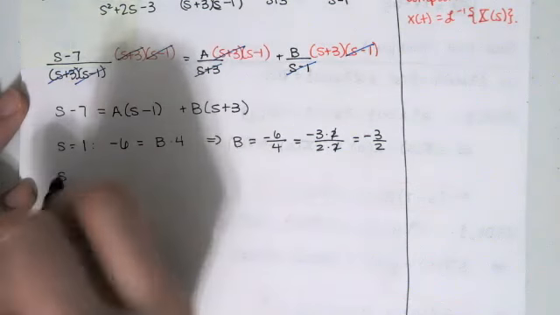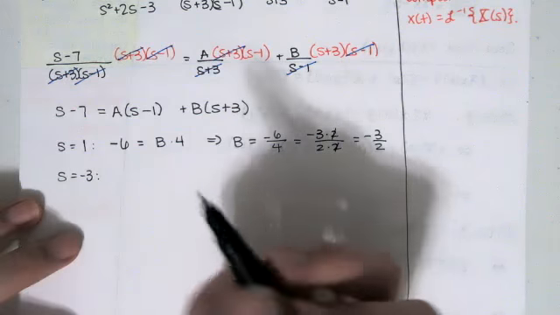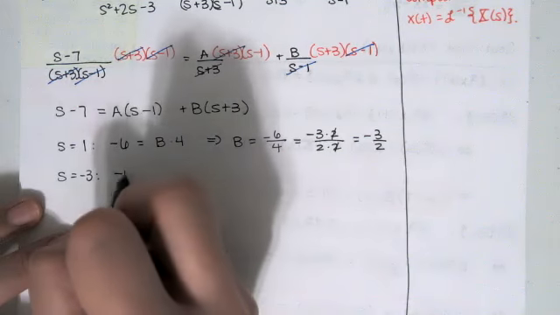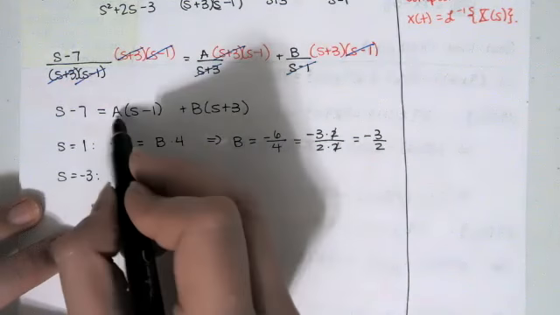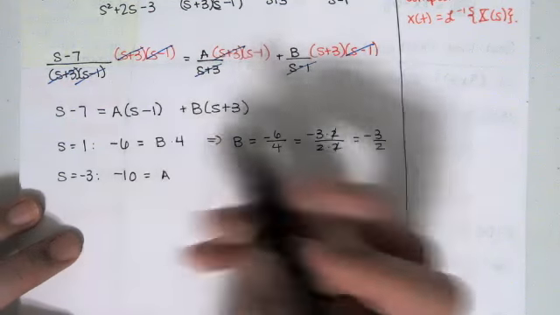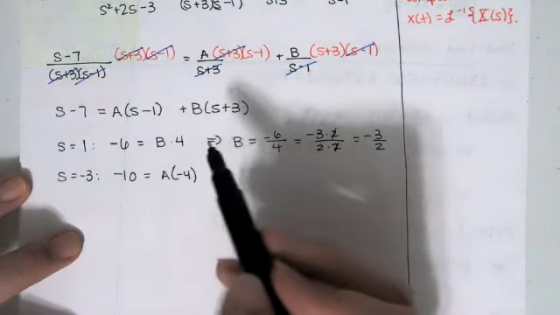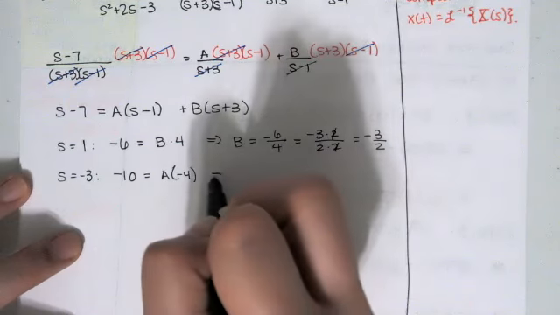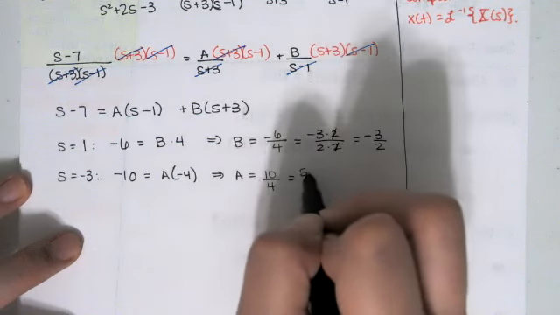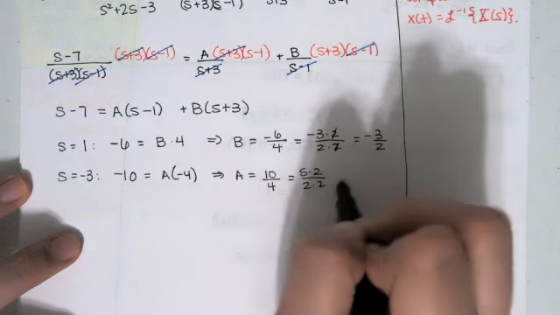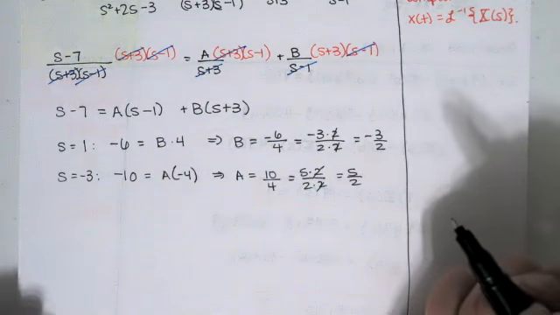And then to cause the other factor to be 0, we choose s to equal negative 3. Negative 3 minus 7 is negative 10. And then we'll have A times (−3 − 1), which is negative 4, plus B times (−3 + 3), which is 0, so that's gone. And we get A equals 10 over 4, which is 5 times 2 over 2 times 2, which reduces to 5 over 2.